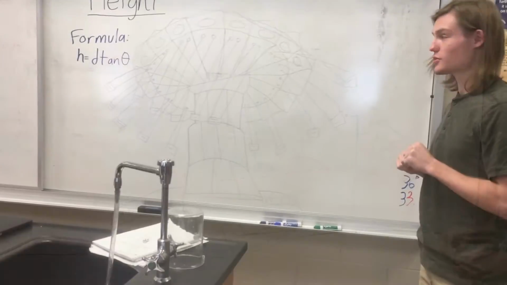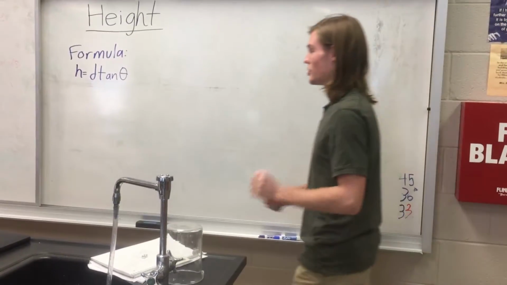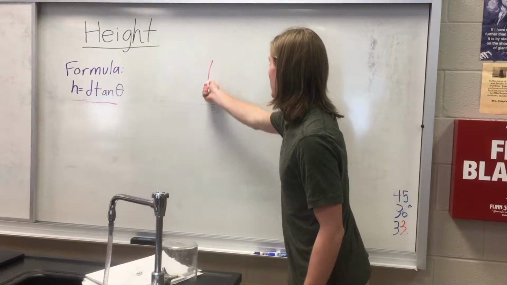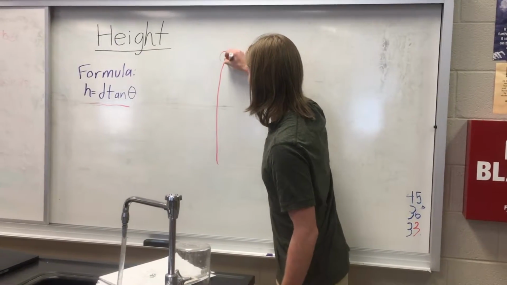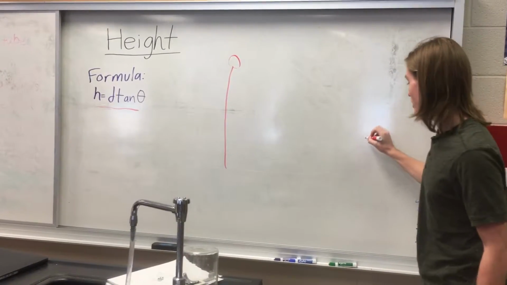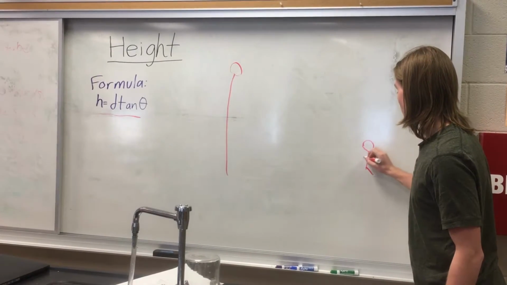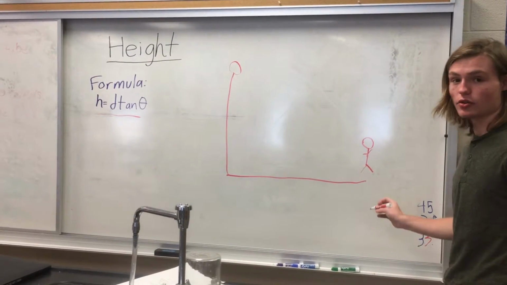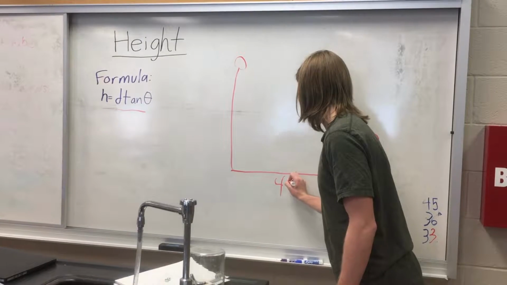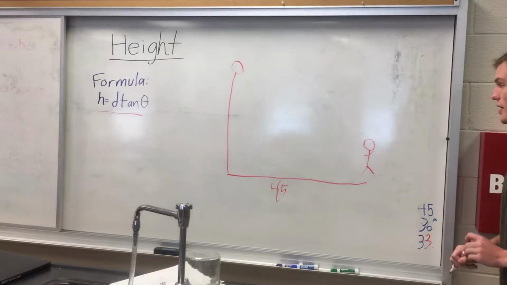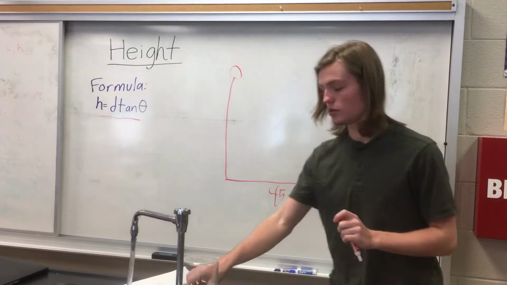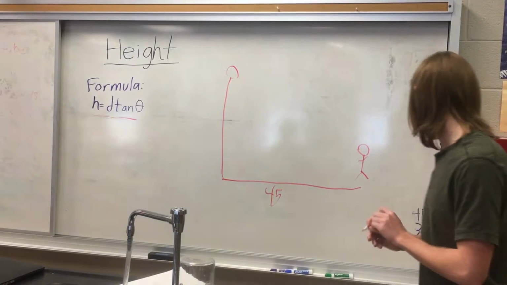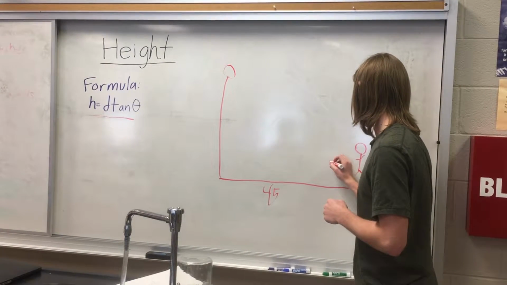First, we had to calculate the height of our ride. To do this, we use this formula. If this is our ride, we had to calculate the angle from which we were standing and the distance. From the distance, we simply measured from the base of the ride all the way to where we were standing, and this equaled 45 feet. Next, we had to find the angle. To do this, we used this tool, and we pointed it up to the top of our ride and measured the angle. This came out to be 36 degrees.